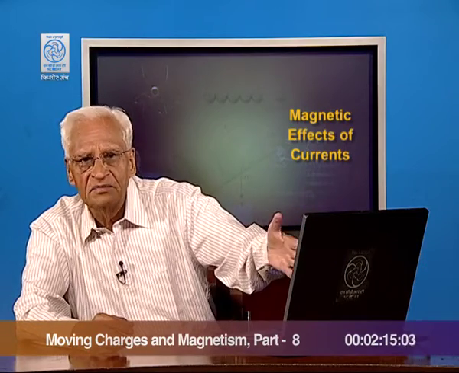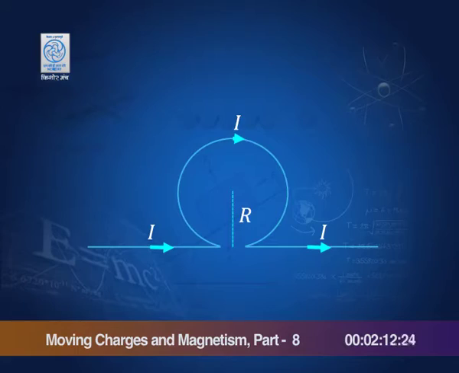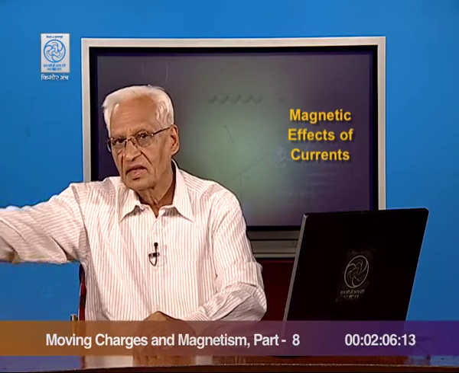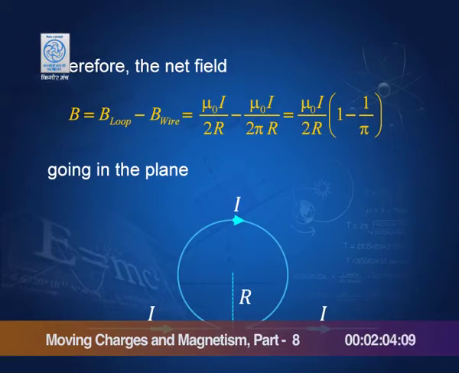Let us modify the arrangement slightly. Now, I take the wire and make a loop like this, not like this, but this kind of sigma, Greek letter sigma. So, the current goes like this and takes a loop and then goes like this. Again we have to find the field at the center of the loop.